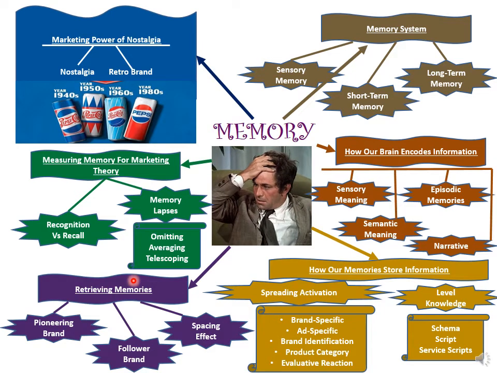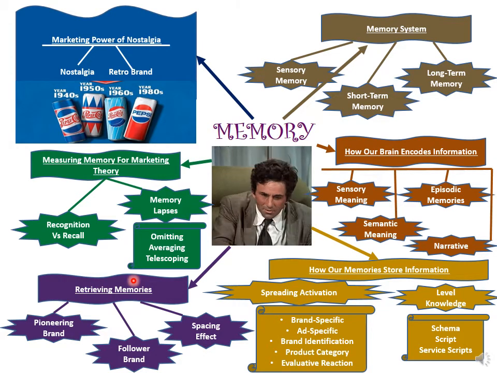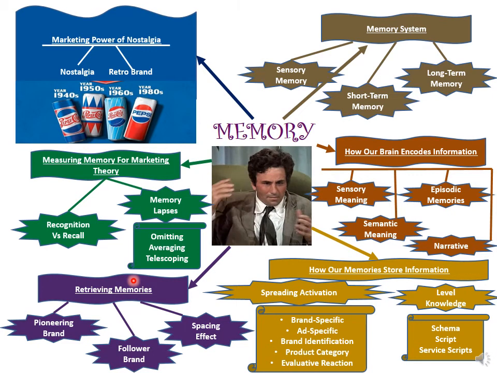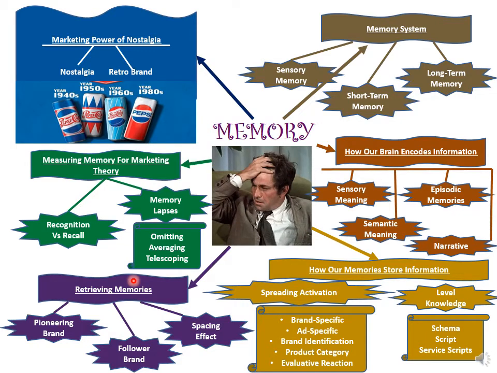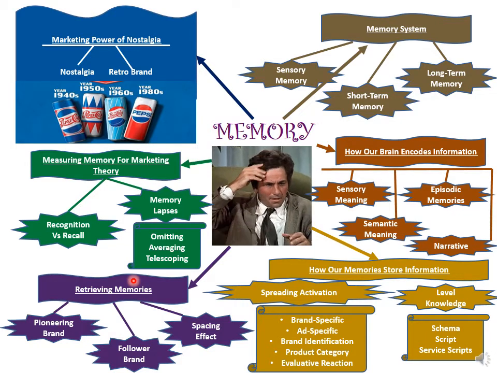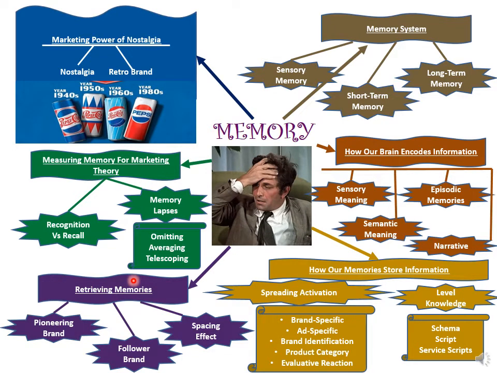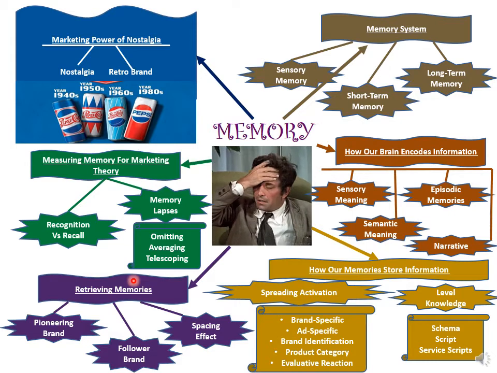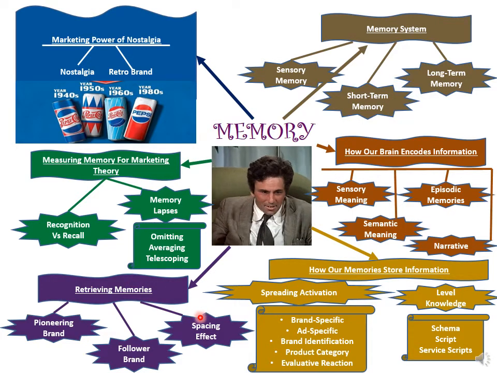The next is retrieving memories. Retrieval is the process whereby we recover information from long-term memory. Some evidence indicates that we can more easily retrieve information about a pioneering brand. A pioneering brand is the first brand to enter a market, like for example Coca-Cola or Microsoft. It is easier to retrieve information about the pioneering brand than about the follower brands.